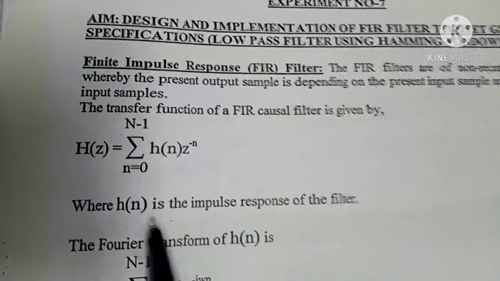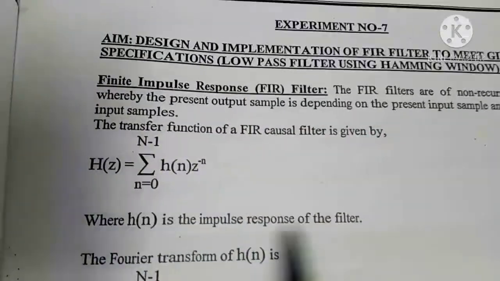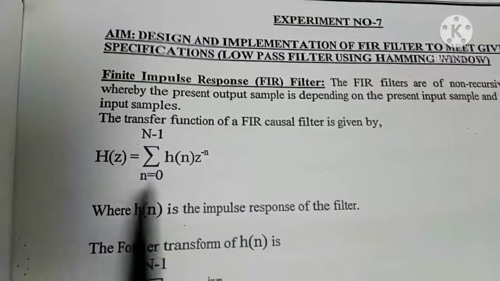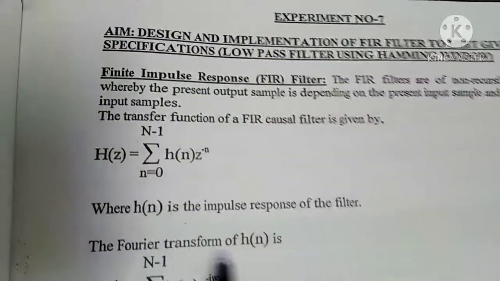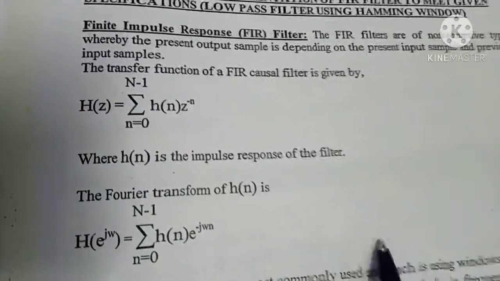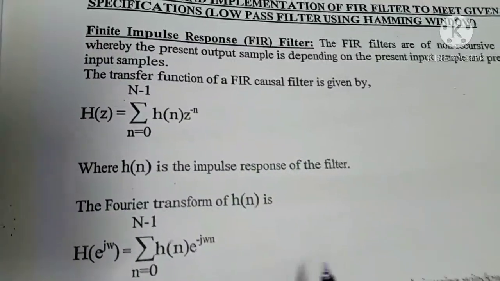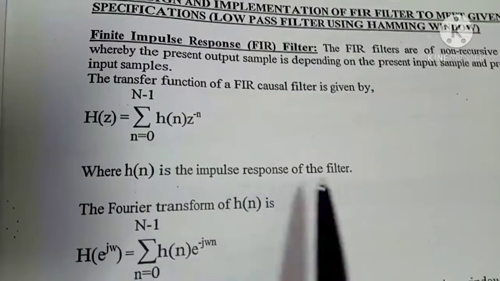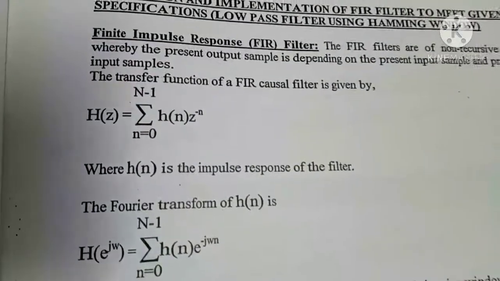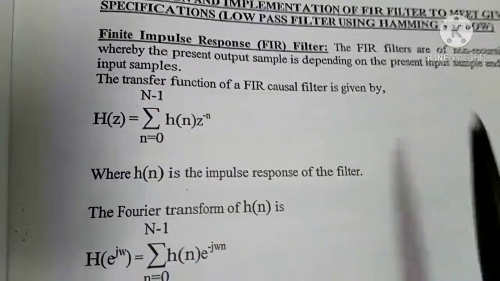So generally our h of z that I am getting is infinite. In order to convert this into finite, we have to multiply. If I take the inverse of h of z, h of n, then it is also an infinite sequence. If I want to make it finite, I have to multiply it by a range, up to that window from where to where I want. So here the window is the Hamming window.